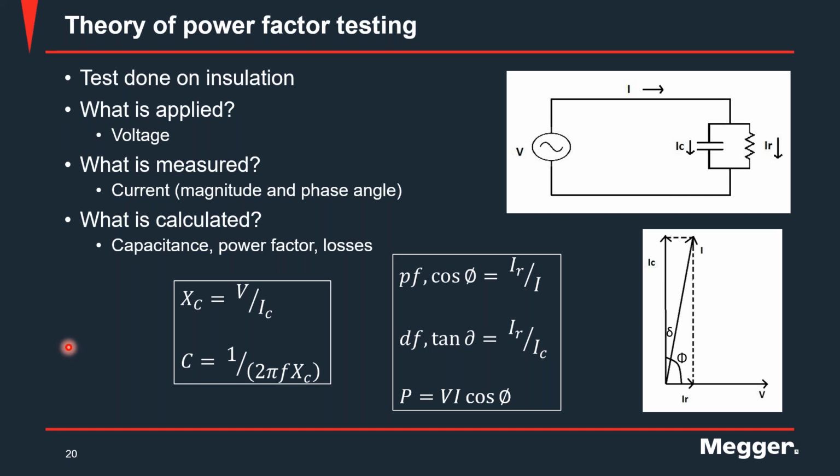The capacitance is a characteristic of the physical state of the insulation. Capacitance depends on the distance between the electrodes. It depends on the area of the plates. It depends on the nature of the dielectric. Power factor or losses, on the other hand, depend on the quality of the insulation. So we are looking at two different things here in one test.